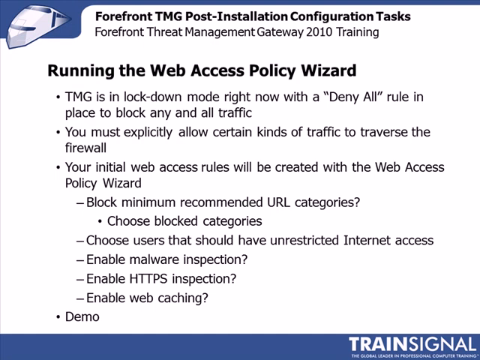Next, you have to decide if there are some users that should have unrestricted access to the internet. Do you want someone, for example, a compliance officer, to be able to have unrestricted access so that they can see what people are trying to do? Do you want to enable malware inspection, HTTPS inspection, web caching? Those are the kind of questions that will be answered through the use of the Web Access Policy Wizard, which we're going to do right now.